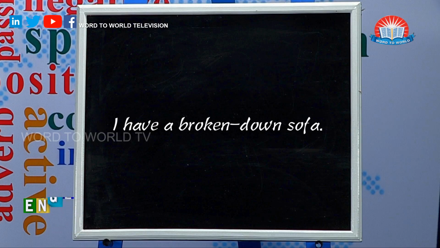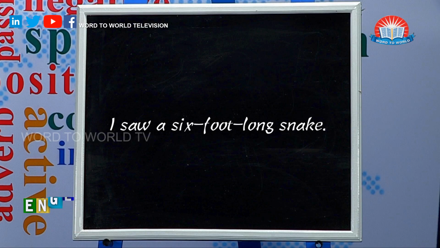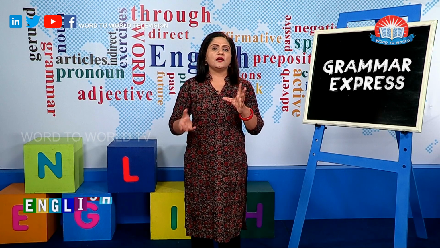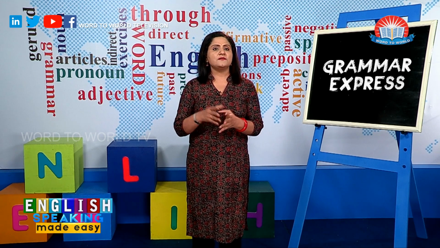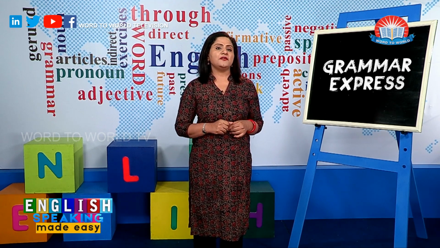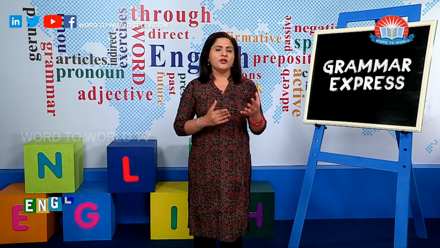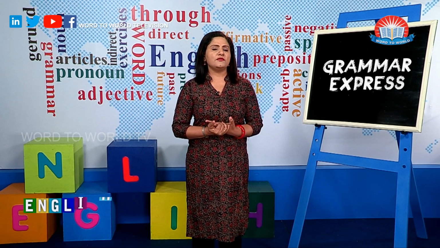For example, you can have something like this: I have a broken-down sofa. Broken-down, you see a hyphenation, that is a compound adjective. I saw a 6-foot-long snake. 6-foot-long, three words combined together with hyphens, that becomes a compound adjective. So, when you have multiple words combining together, we sometimes hyphenate them and they become a compound adjective.